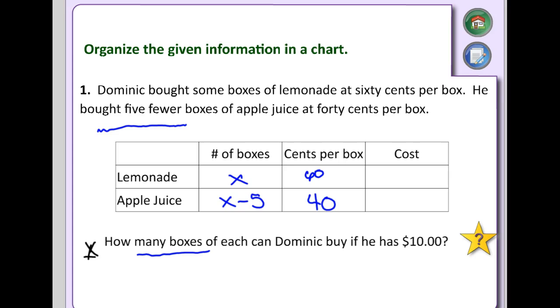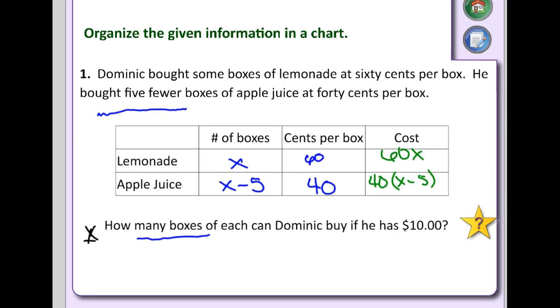We know that clue word fewer means subtraction. So now, to figure out our total cost, we just multiply across each row. So for lemonade, he's going to pay 60 cents a box, and we're going to let the box be X. For apple juice, he's going to have to pay 40 cents a box, and so we're going to have to use some distributive property on that one to get the job done.